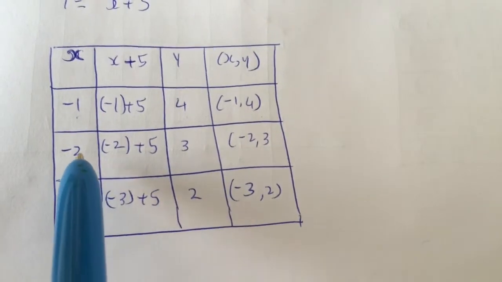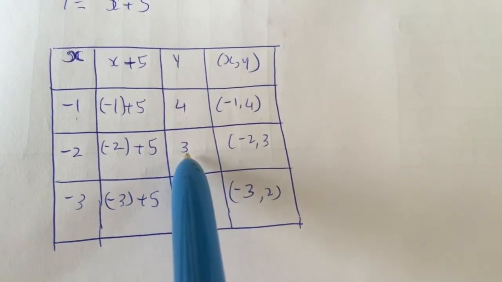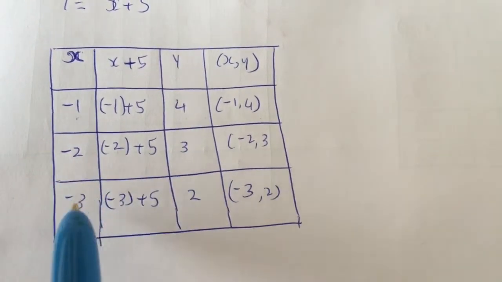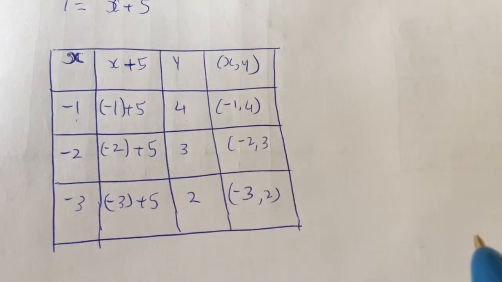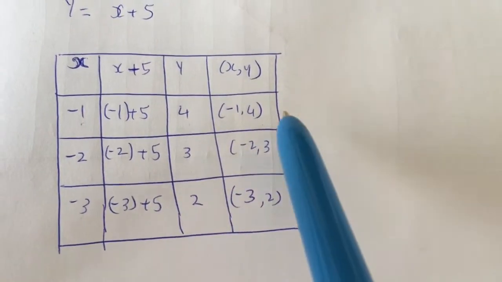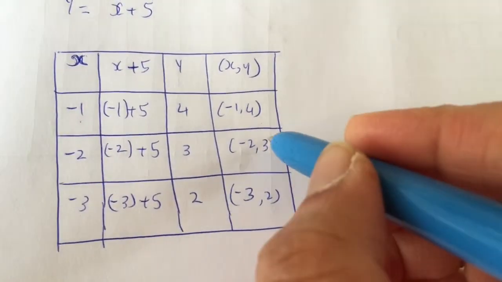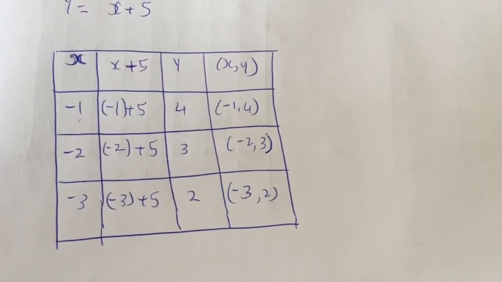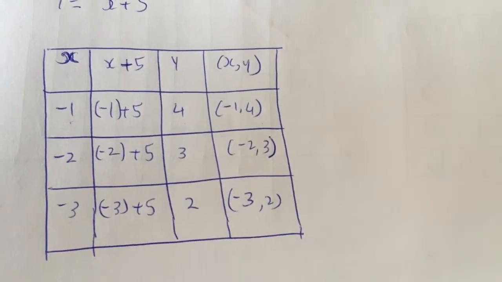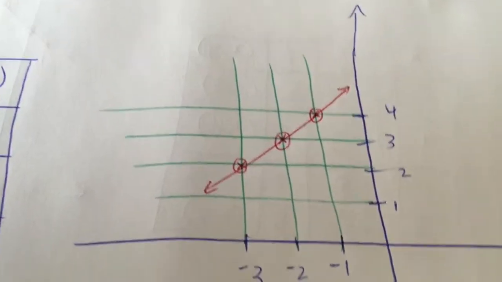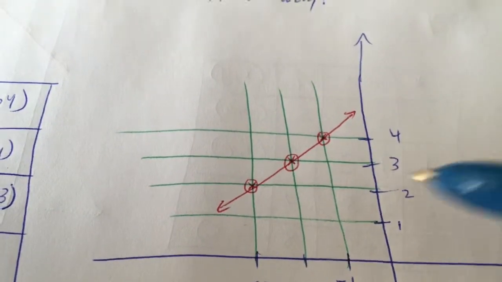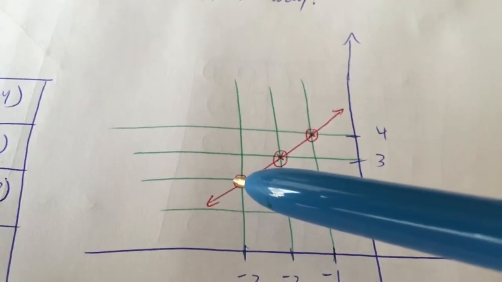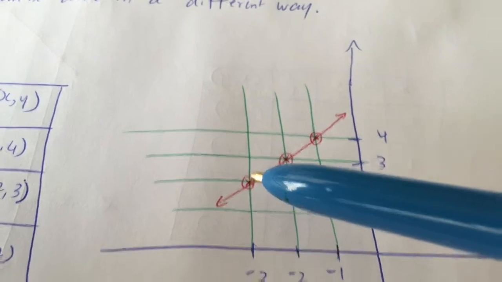Similarly, you calculate the value of y using -2 and -3 as the values of x, and you will get these points here. You have 3 points. Now all you have to do is simply go to the graph and plot these points.